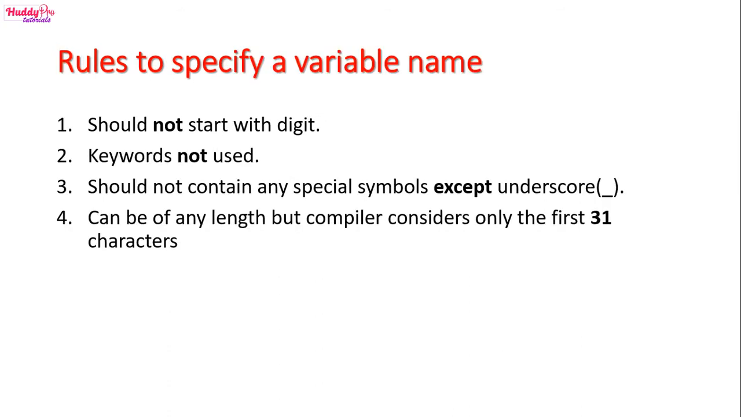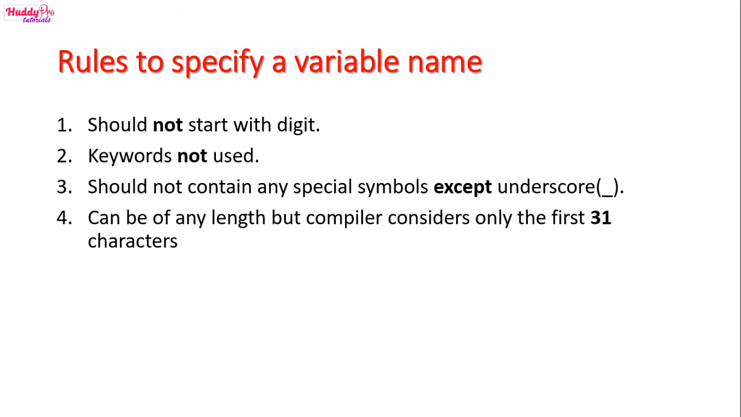These are the rules to specify a variable name. So these rules are followed when you want to name a variable. The first rule is that the variable name should not start with a digit. Remember, variables are identifiers, so all rules that apply for identifiers still apply for the variable, because the variable is an example of the identifier. So that's why we are saying variable names should not start with a digit.